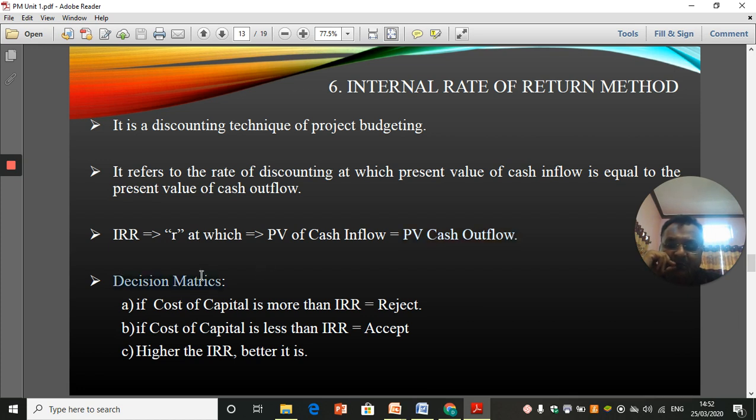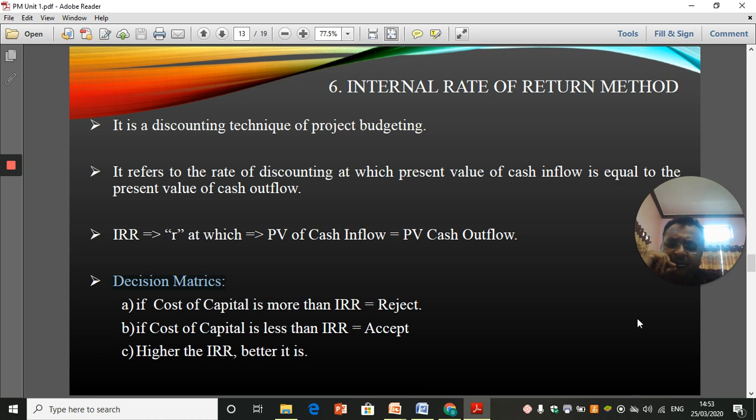And what is the decision matrix? If cost of capital is more than IRR, then we reject the proposal. If cost of capital is less than IRR, then we accept the proposal, and the higher the IRR, the better it is. So we always select a project with a better internal rate of return. We'll discuss all these quantitative methods while also doing numericals. So just go through the basics of these methods.